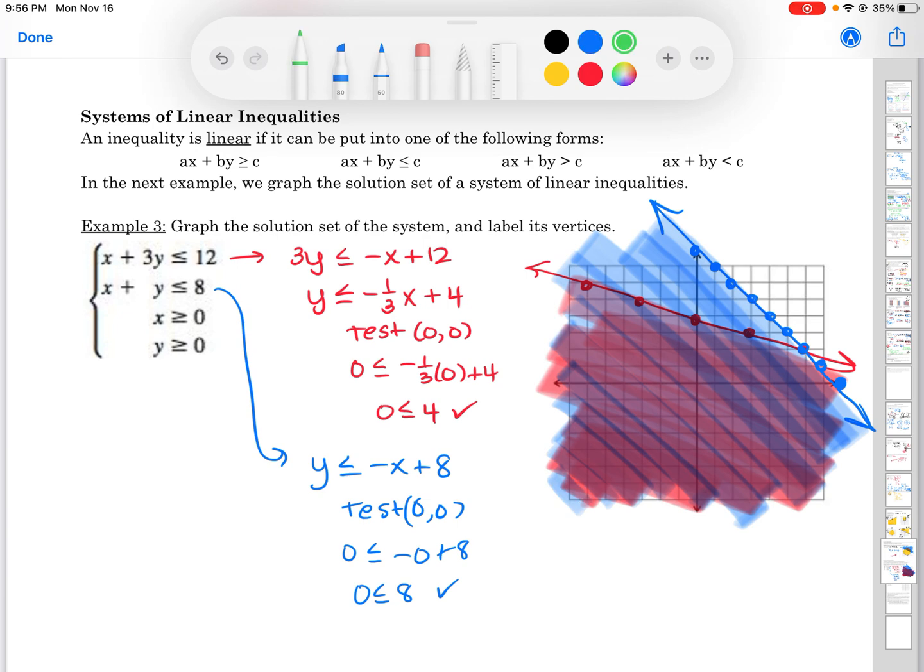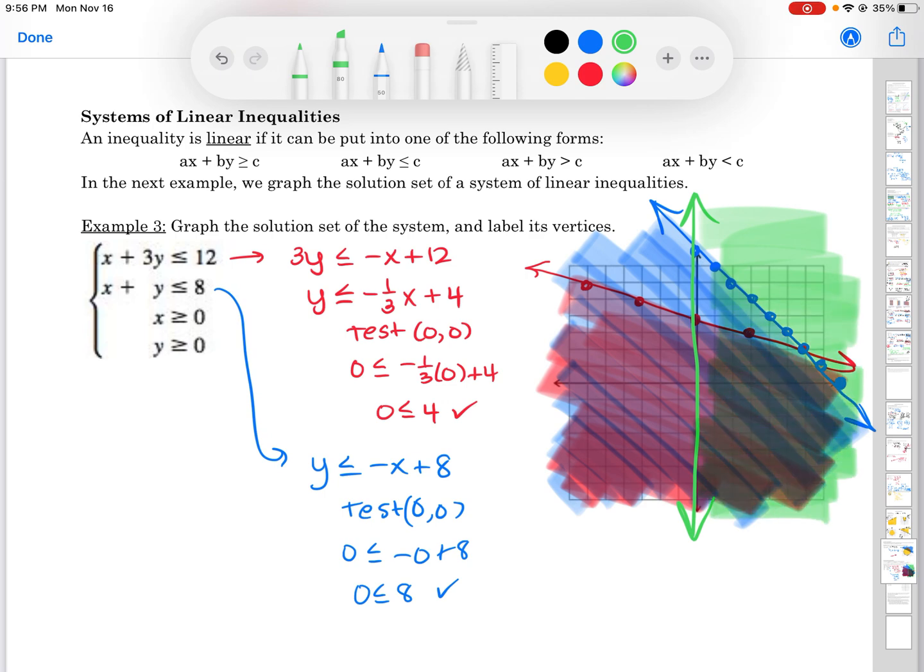Okay. Then we have x is greater than or equal to 0, which is a vertical line. Really, that's just the axis. Or equal to, so it's solid. Greater than or equal to 0 is going to be to the right. And then lastly, we have y is greater than or equal to 0. So again, here is where y is greater than or equal to 0. And we're going to shade where it's greater. The numbers are definitely greater above it.